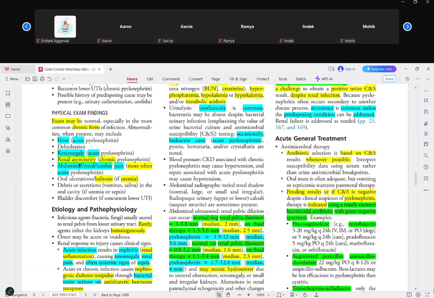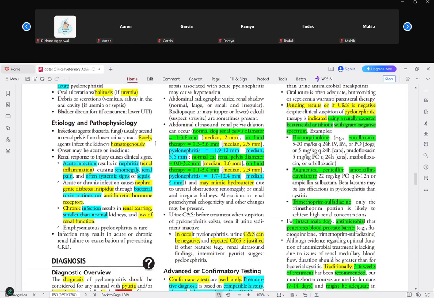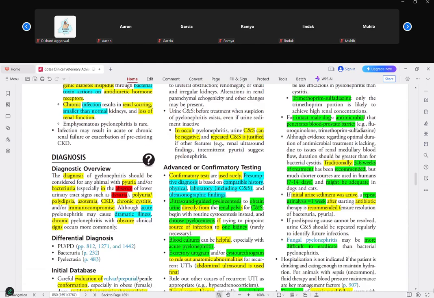That's it, okay? Pyelonephritis can occur hematogenously or as an ascending infection. Most of the time it occurs as an ascending infection, and the chronic one is more common than the acute one. Just remember this.